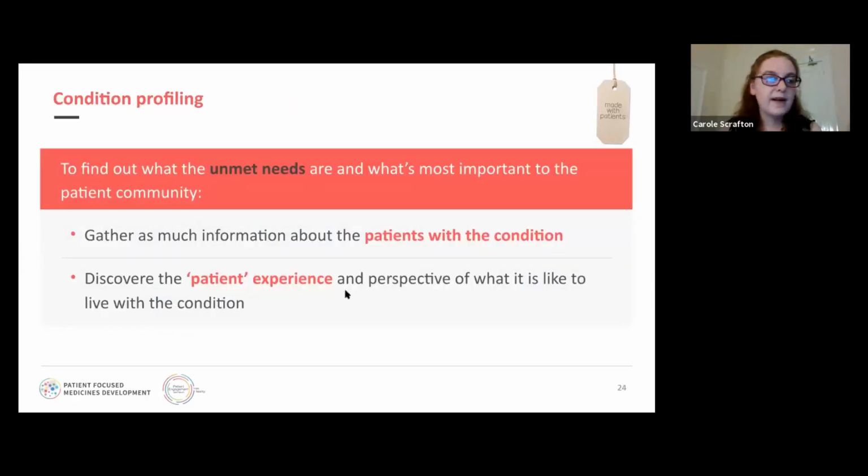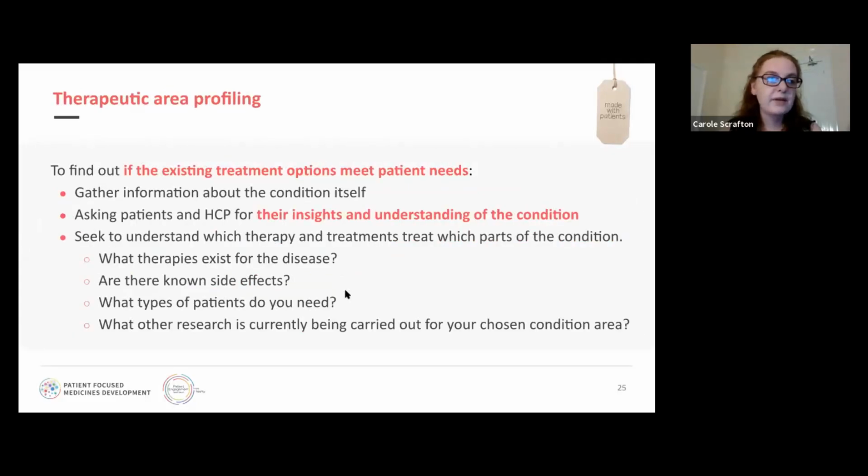Therapeutic area profiling is the process of gathering as much information about the condition itself, gathering patient and healthcare professional insights, and understanding how well existing treatment options meet patient needs. Understanding which therapy and treatments treat which parts of the condition. For this, you might need a larger pool to consult from.